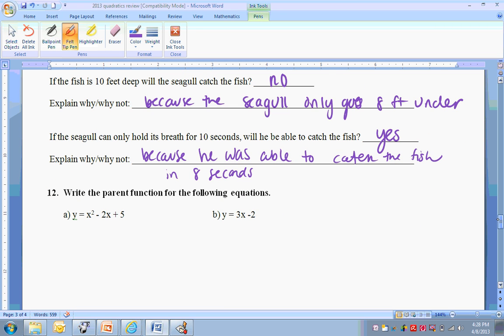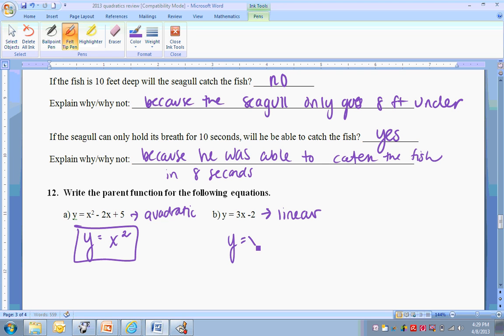Okay, now they're asking us to write the parent function for the following equations in number 12. Well, in A, we notice an exponent of 2 being the highest exponent. So we know this is quadratic. And the quadratic parent function is y equals x squared. Now B, it says y equals 3x minus 2. And that's a linear equation because the highest exponent is 1 with our x, but we don't see it. It's just an invisible 1. So the linear parent function is y equals x.